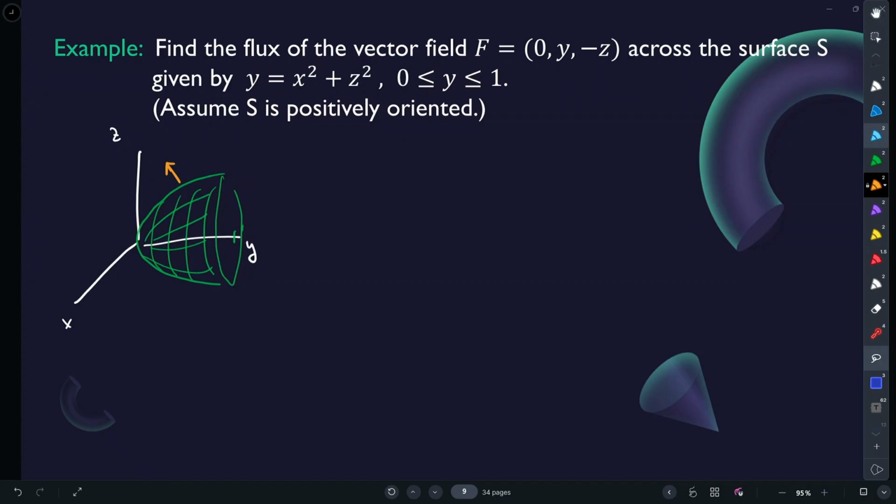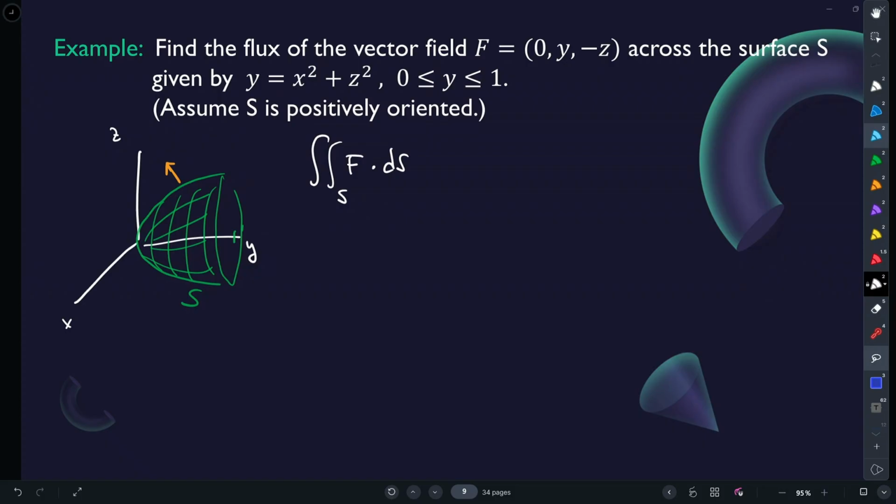Okay, so how do we do this then? We're being asked to integrate. I want to do the integral over this surface S of F with respect to surface.